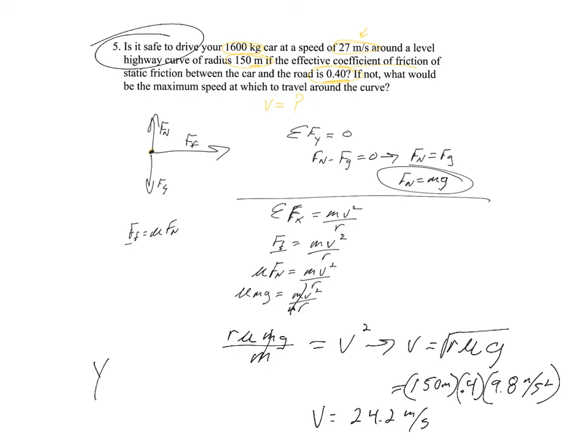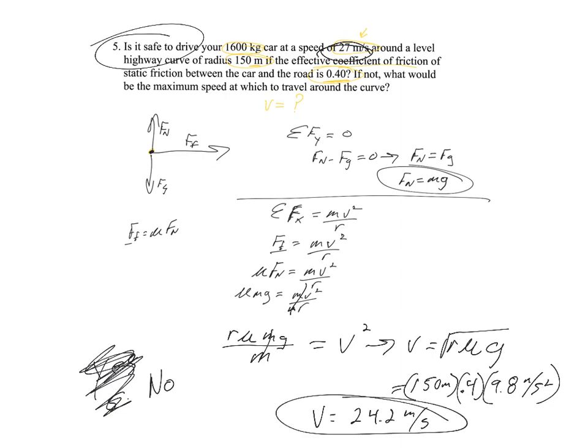I would say yes. It's, oh wait, 27 is the number up here. No, it is not safe. Well, I'm a little embarrassed right now. No, the best speed we could do with this coefficient of friction and radius would be 24. So no, 27 is too fast.